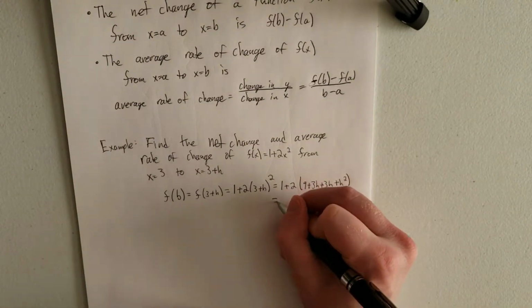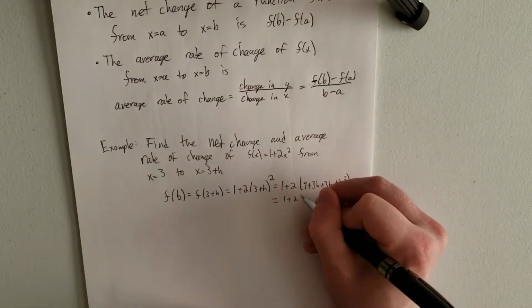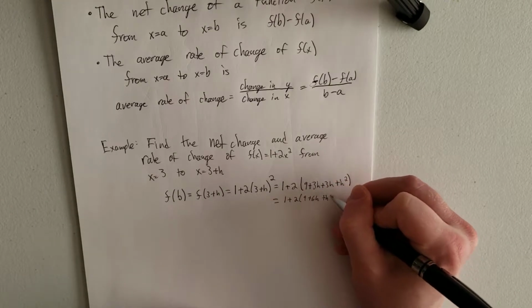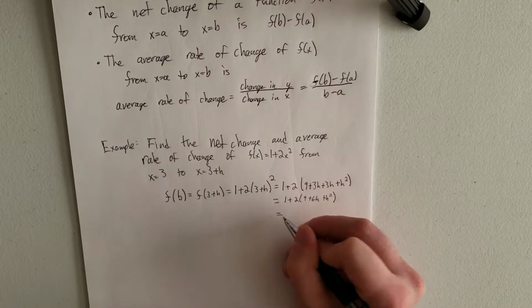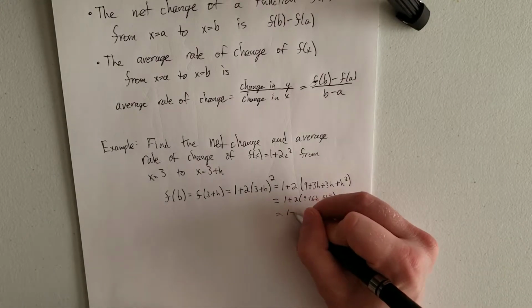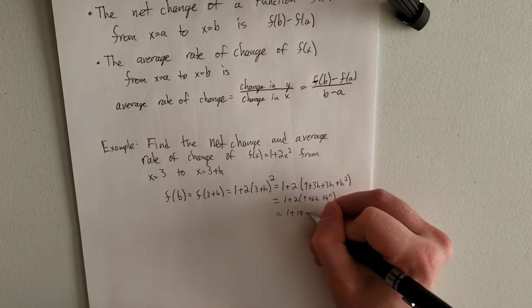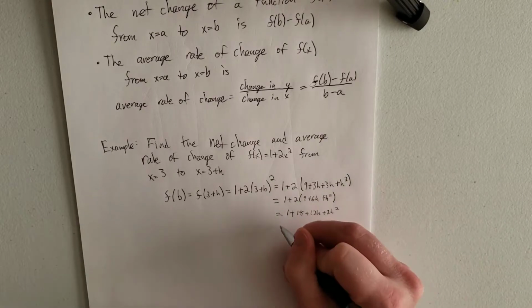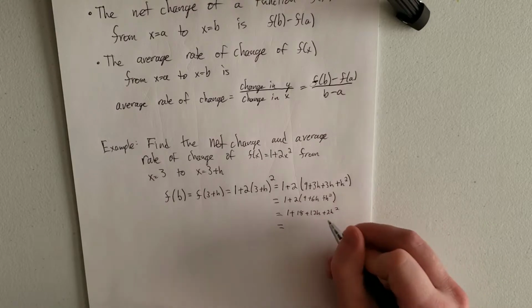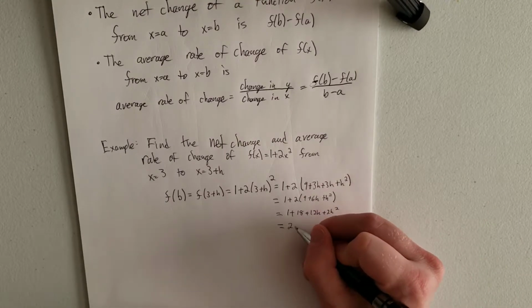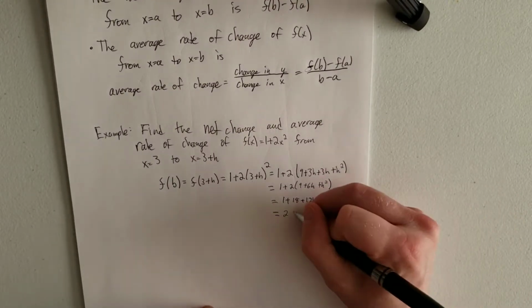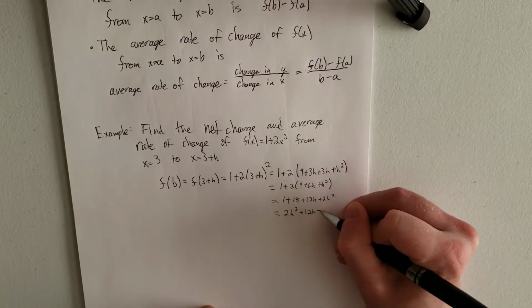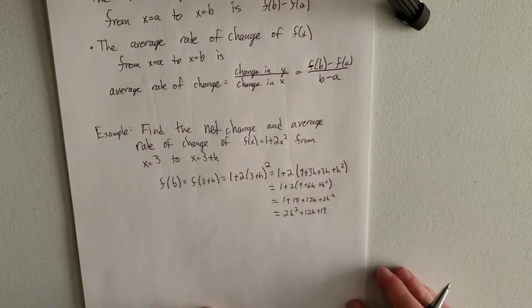So this becomes 1 plus 2 times 9 plus 6h plus h squared. All right, so this is 1 plus 18 plus 12h plus 2h squared. And finally, that is, let's write the h squared first. So it's 2h squared plus 12h plus 19.